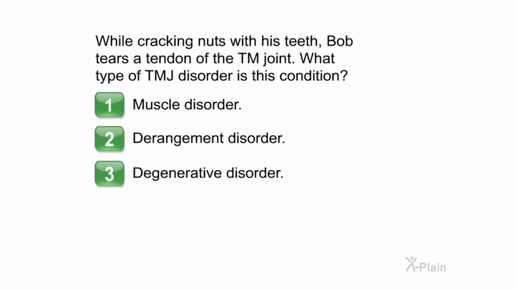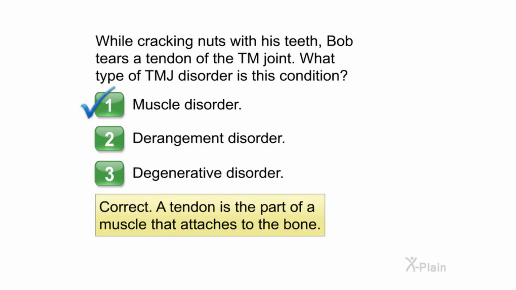While cracking nuts with his teeth, Bob tears a tendon of the TM joint. What type of TMJ disorder is this condition? Choose one of the following options. 1. Muscle disorder. 2. Derangement disorder. 3. Degenerative disorder. Correct. A tendon is the part of a muscle that attaches to the bone.